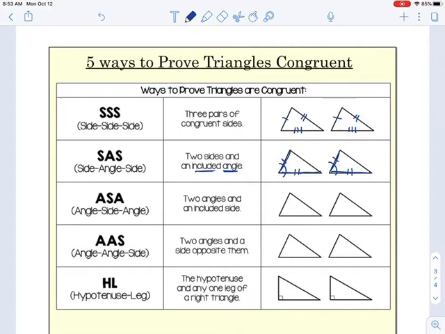For the next one, angle, side, angle, you have to have two angles and the included side. So this time we're going to do the exact opposite of what we did above. I'm going to mark off any two angles. So how about this one, and then that one. The included side would be the side that connects the two congruent angles. So in other words, this side right here and that side right there. That would be your included side for angle, side, angle.